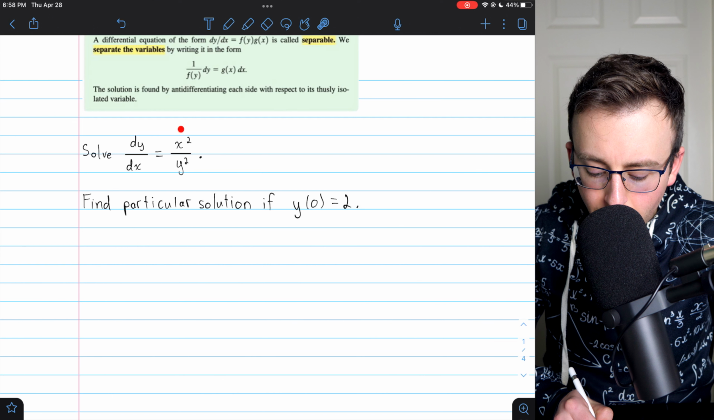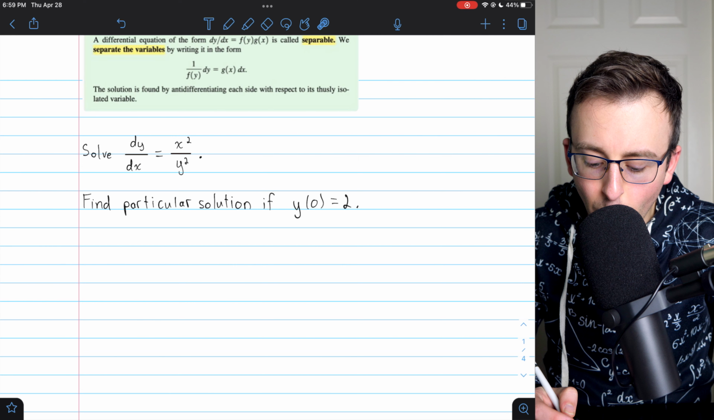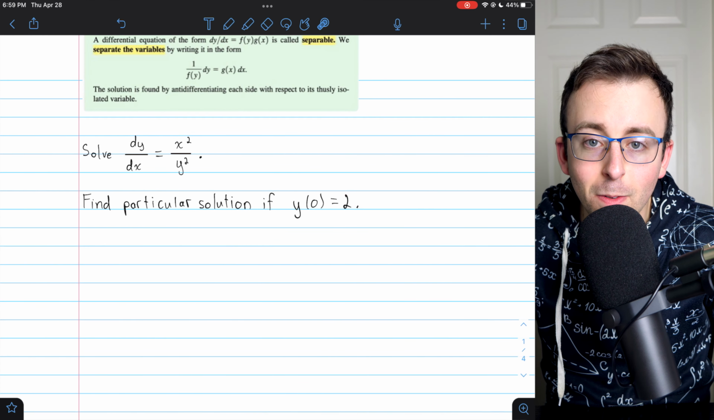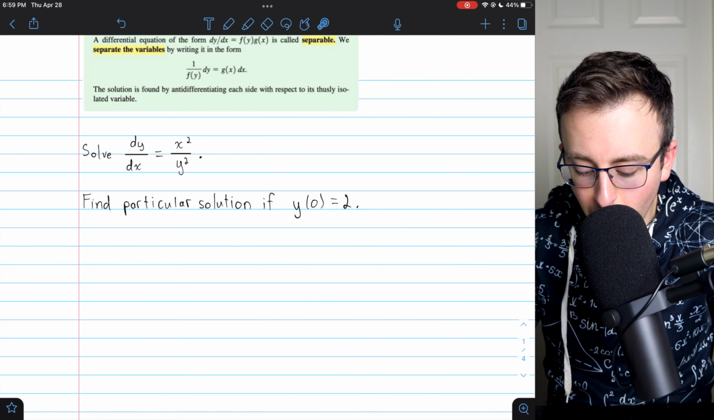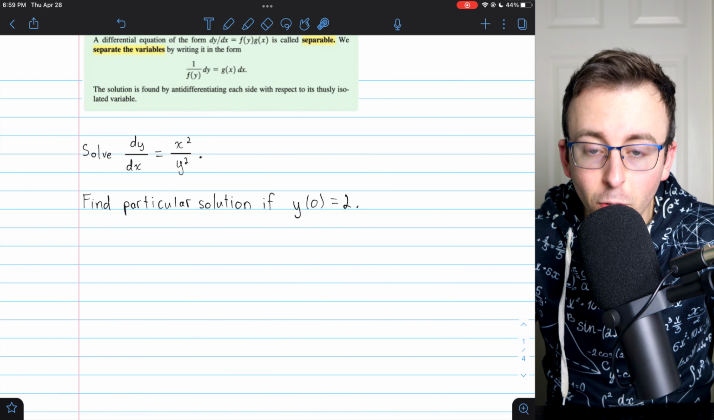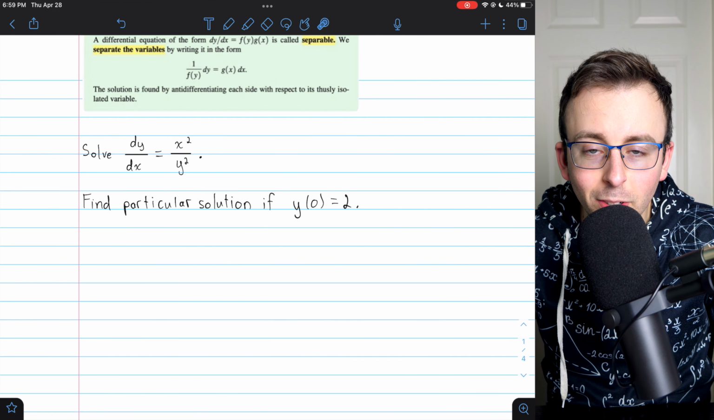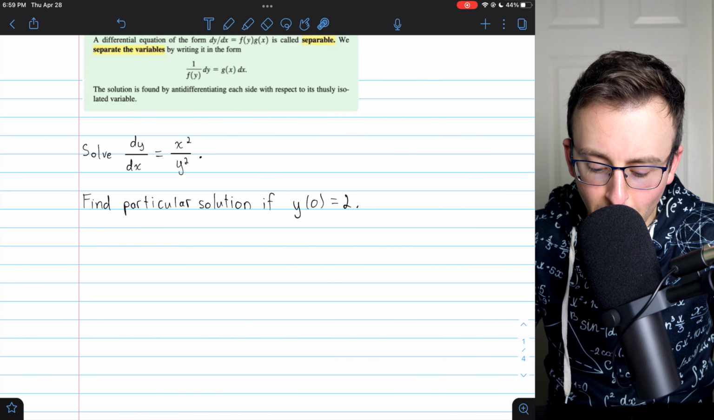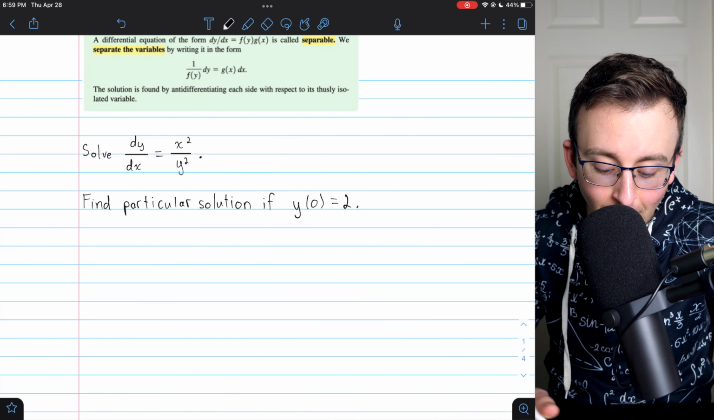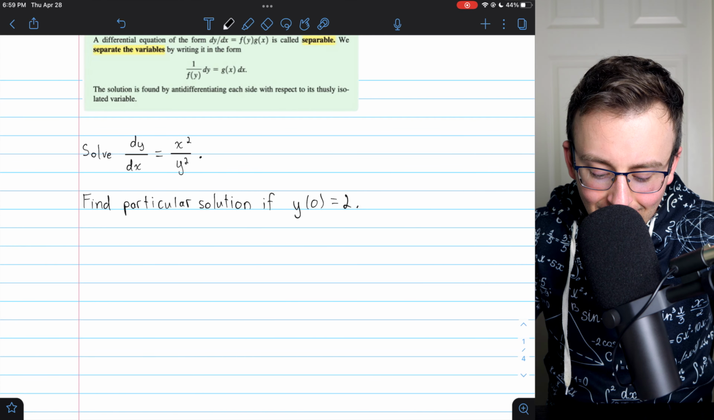We're asked to solve this differential equation, dy/dx equals x squared over y squared, and then we'll also find the particular solution given this initial condition, but let's focus on the general solution first. So notice what we have here is a separable differential equation. We've got a function of x times a function of y. Of course, it kind of looks like division, but division is just multiplication. So this is a separable differential equation. All we've got to do then is separate the y's and the x's. Let's go ahead and do that.